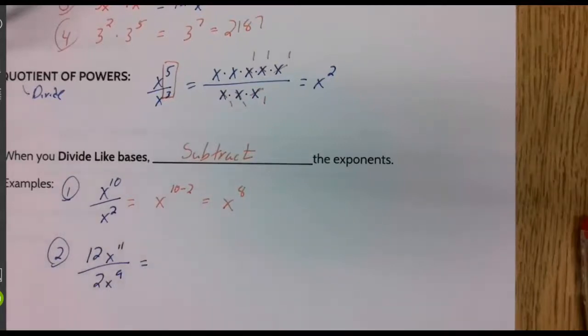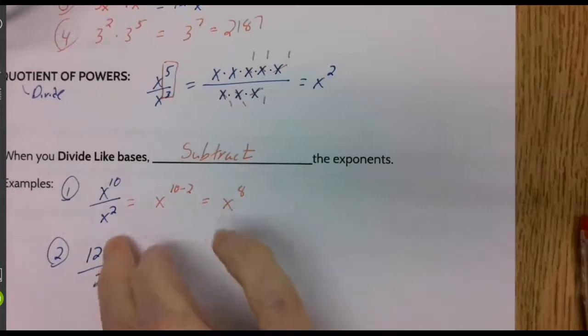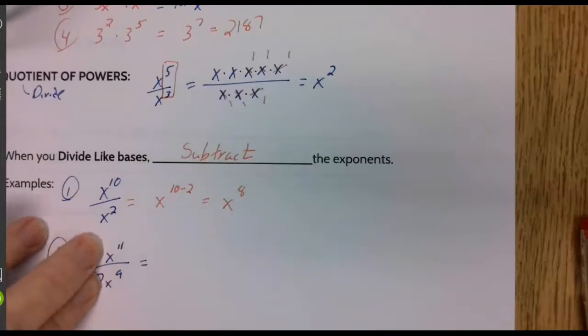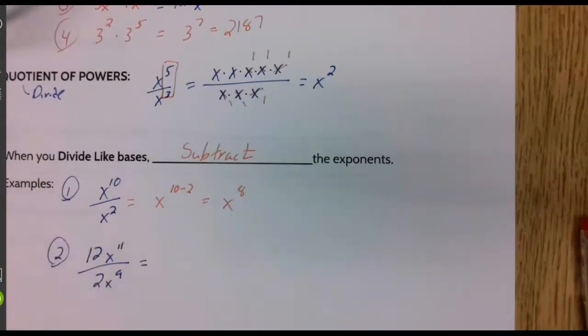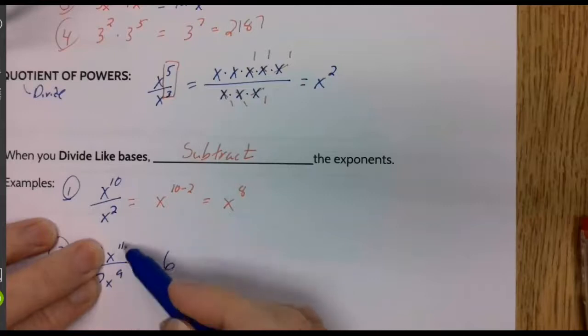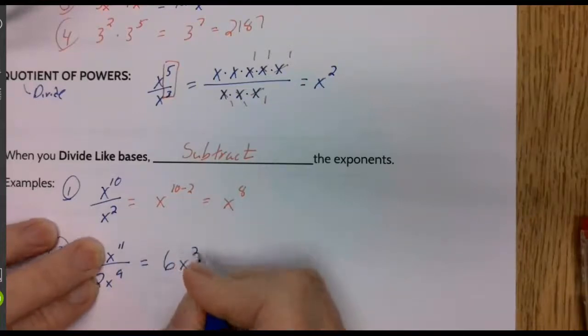Now when I see these problems, I see it as two different problems. Here's one, 12 divided by 2. I'm going to simplify that. Now I have x to the 11th over x to the 9th. I'm going to simplify that. So 12 divided by 2 is 6. And now I'm going to subtract because I'm going to divide. When I divide, I'm going to subtract my exponents.